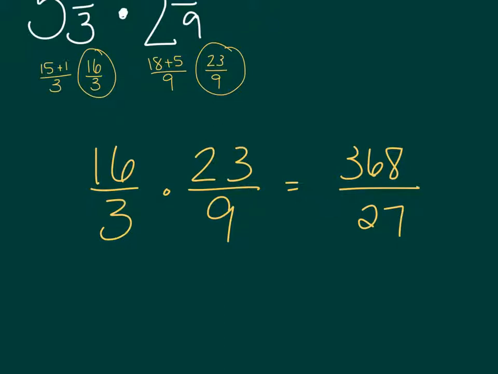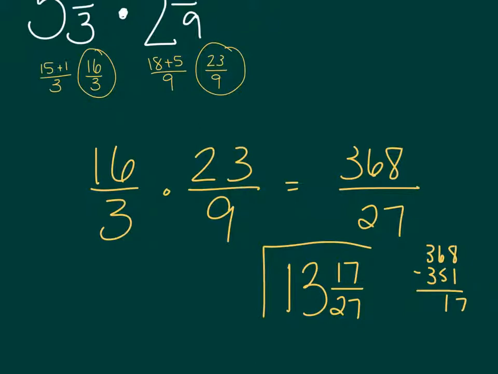So remember, you take your numerator and divide it by the denominator, and I get a whole number of 13. I'm skipping this step, but you guys should know how to do this. And so now 13 times 27 is 351. So remember, I can think about 368 minus 351, and I'm left with 17/27 as a mixed number. 13 and 17/27.